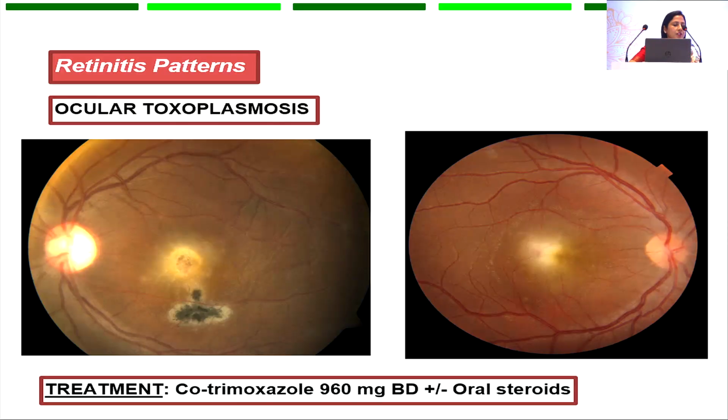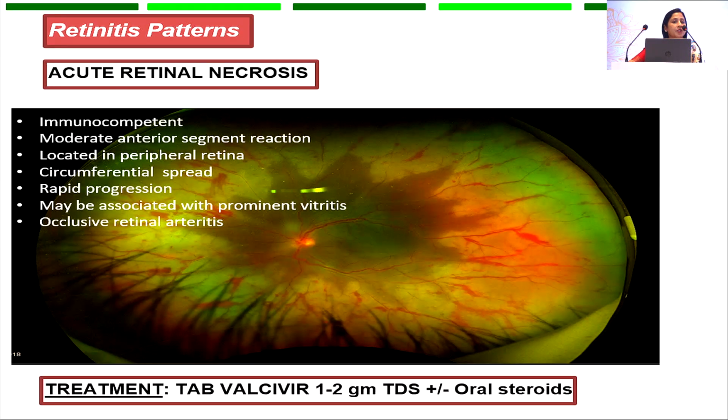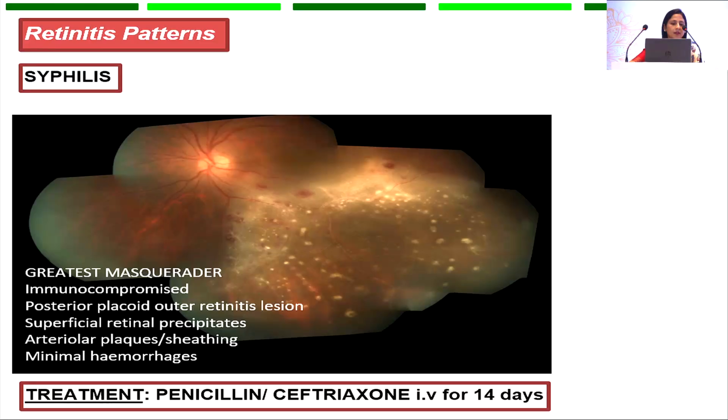So just touching a few diseases, ocular toxoplasmosis, we know that it would be a yellowish white lesion next to a scar. And if it is the first episode, you would see a yellowish white lesion right at the posterior pole somewhere. Treatment is with cotrimoxazole along with plus minus oral steroids. Acute retinal necrosis, when you see the periphery, you would see some circumferential pattern of yellowish white necrotizing retinitis, and it's usually in immunocompetent people. And treatment is with valacyclovir, 1 to 2 grams depending upon the quadrants involved, and with plus minus steroids.